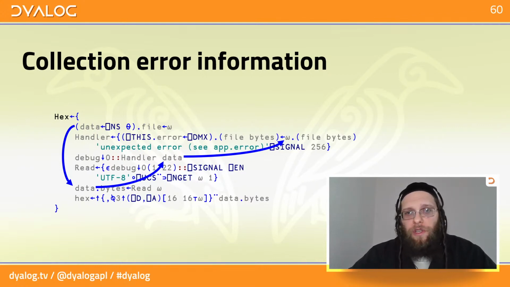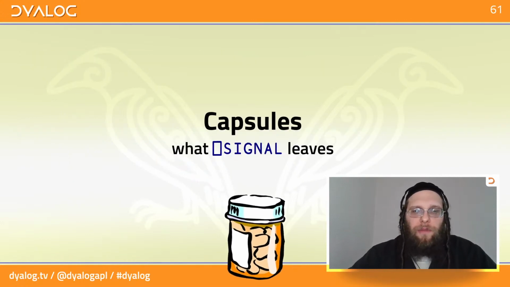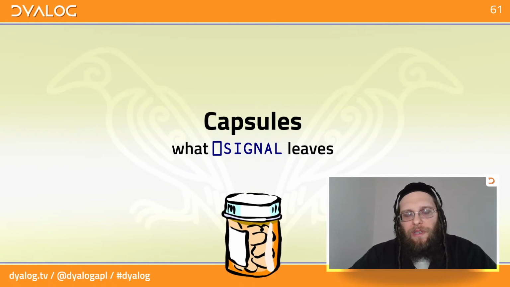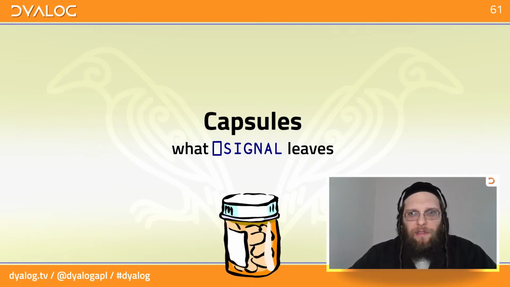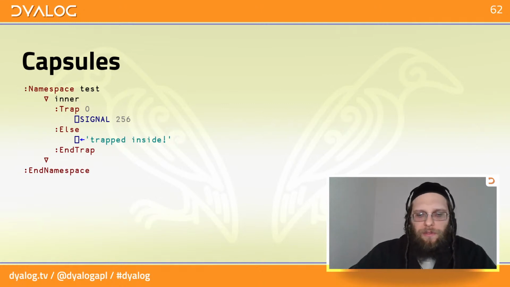Even more so if you consider capsules. Let's talk about capsules. It's easiest to illustrate actually with a tradfn, even though it makes not so much of a difference there, and it probably just works the way you expect it to. But if you look at the details, it's kind of interesting what happened when we used ⎕SIGNAL inside a tradfn.